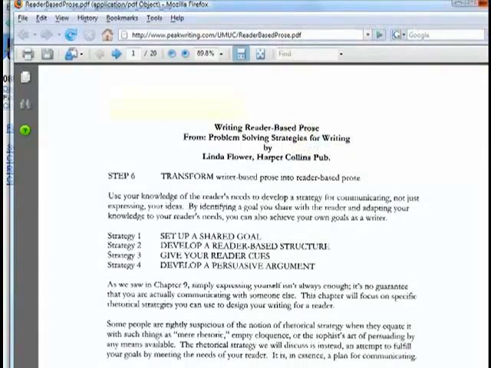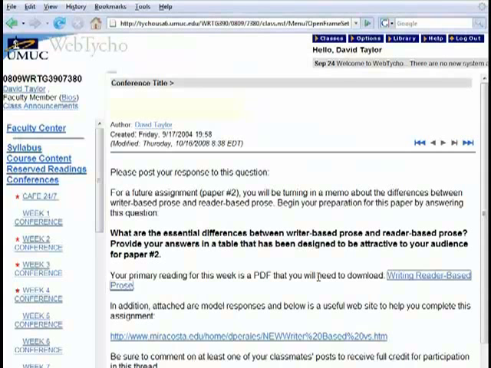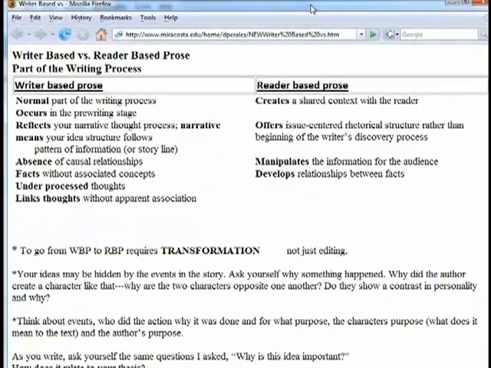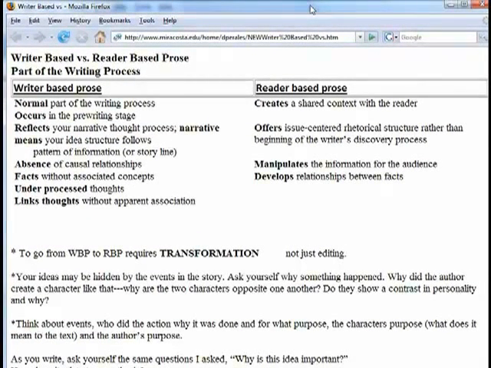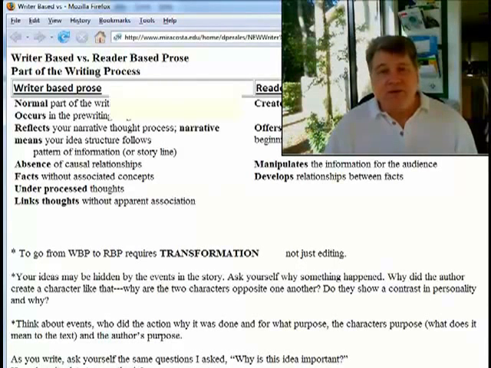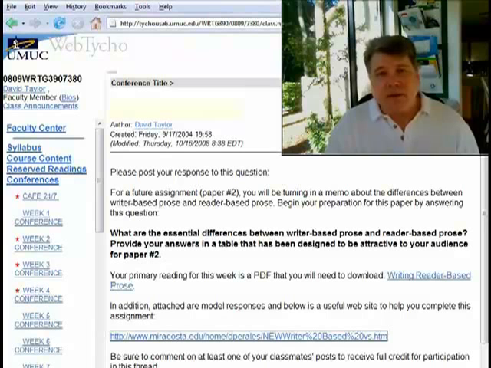Okay, I've also given you some other resources. Right here is a website that also talks about the differences between writer-based prose and reader-based prose. Let me take the mystery out of this and give you the difference between the two in summary form. Writer-based prose is prose written without a consideration of the audience. So virtually anything goes, because the only person worried about reading it is the writer, and often that teacher you're turning it in to.